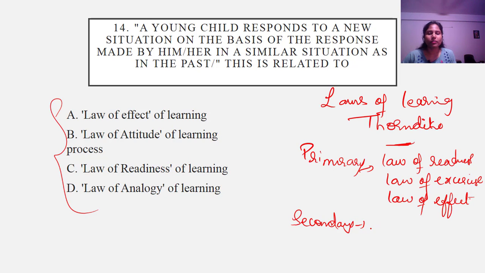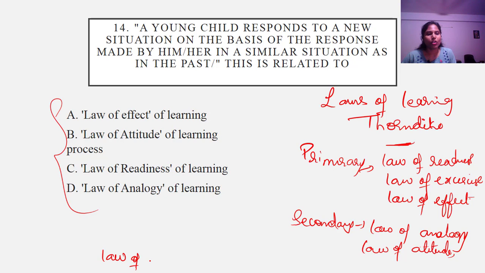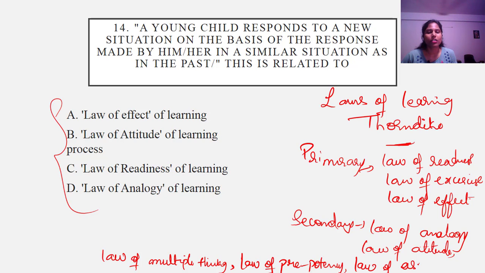Okay, so in the secondary there are a few more laws. These include law of analogy, law of attitude. Okay, let me write over here. Law of multiple thinking, and then law of prepotency, law of association. Okay, so these are the laws which were given by Thorndike to explain the laws of learning.